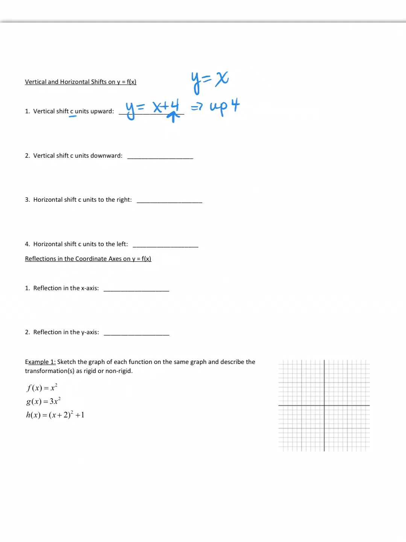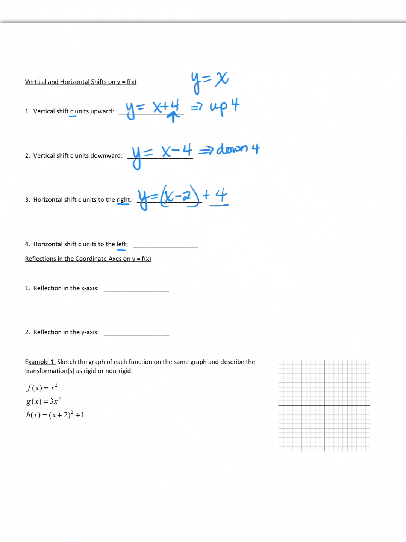A vertical shift downward, what would that be? Well, that would be like y equals x minus 4. The minus means it's going to go down 4. To the right and to the left. Now, this goes opposite of what you would think. So let's say we used y equals x minus 2, plus 4.